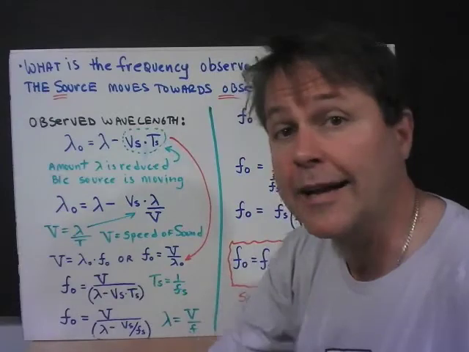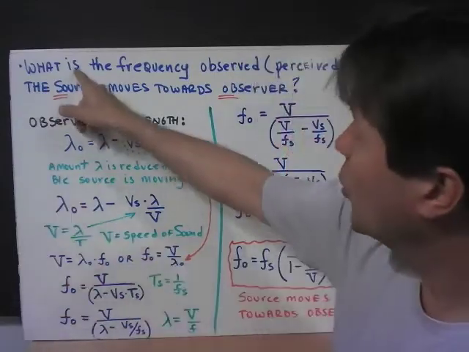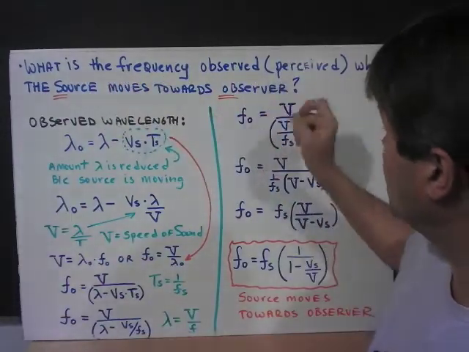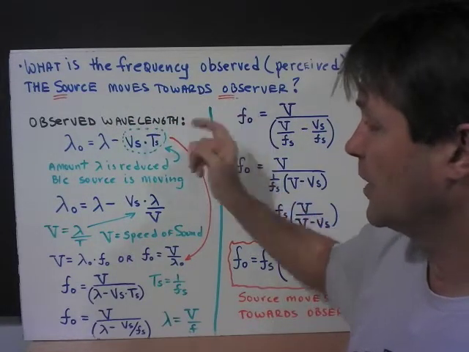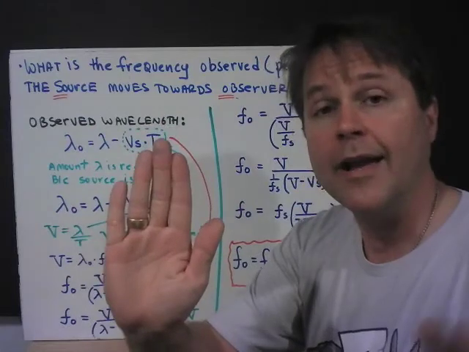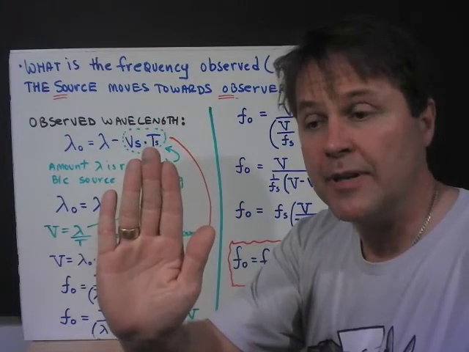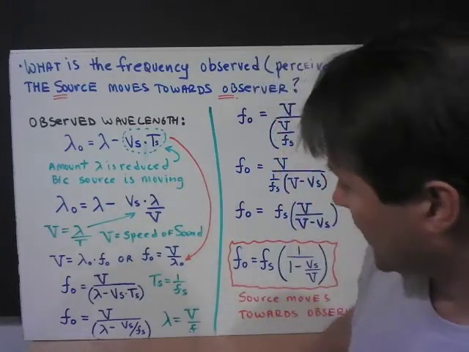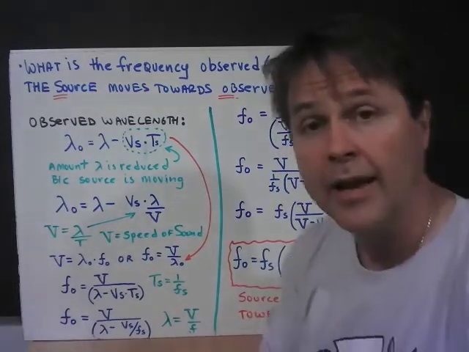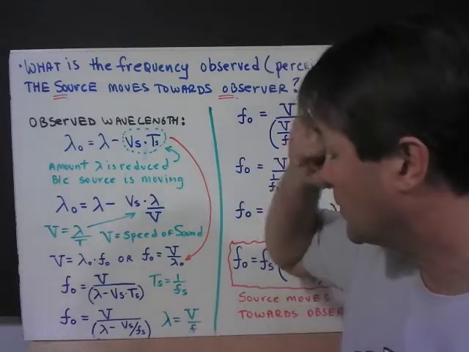Now, let's have a look at how to calculate these things. So what is the frequency observed or perceived when the source moves towards the observer? So you have the observer here, and the source is moving towards the observer, like in the previous diagram. So here's a proof showing how we obtain the final formula.